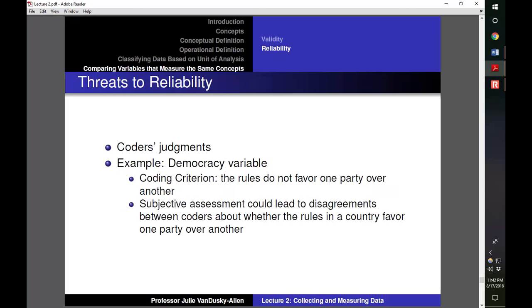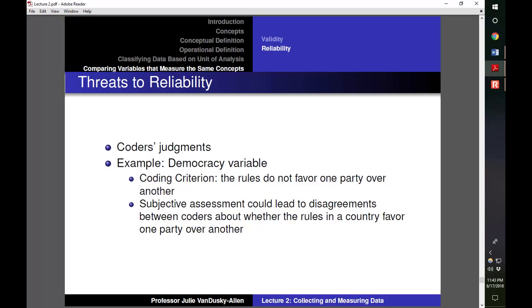One threat to reliability is when you have multiple coders coding a variable and they sometimes have to make judgment calls about how to code a particular observation. So, for example, one of the coding criteria for the democracy variable was whether a country's electoral rules do not favor one party over the other. This is not an objective criterion, it's subjective. As such, two coders might disagree over whether a country's electoral rules favor one party over the other.